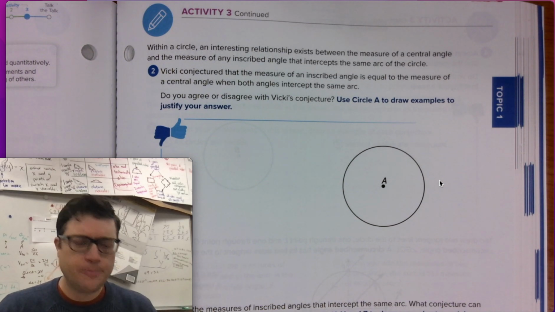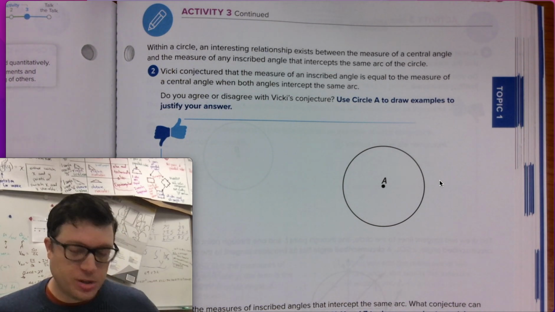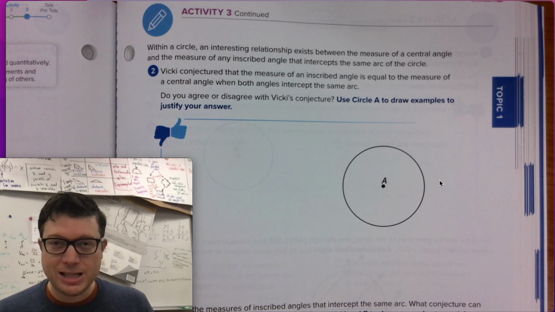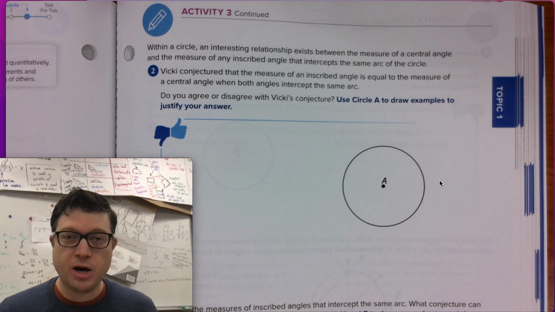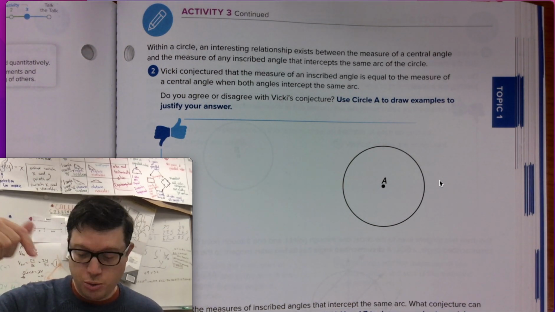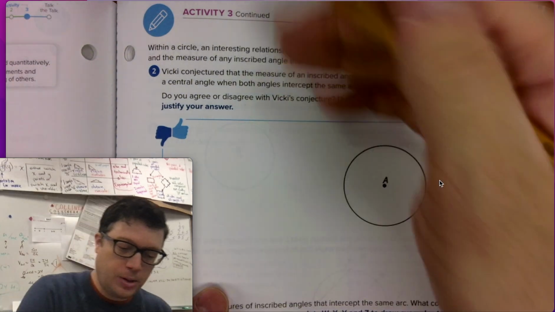It a couple of days later. So let's get into it. We're talking from lesson 1. So far in this, we have reasoned abstractly and quantitatively. We've constructed viable arguments and critiqued the reasoning of others. We're going to continue to do that on page 209.